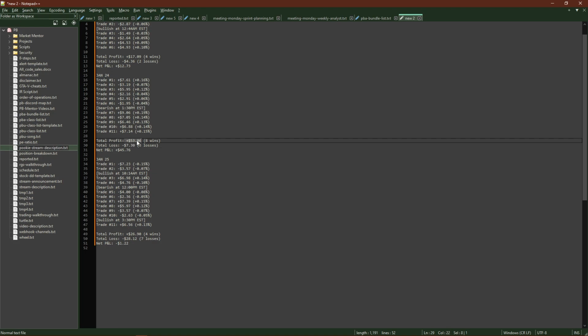$53.06 of profit range and $7.30 of loss range. And that includes both directions. That's just the profits versus losses for a net positive 45.76.